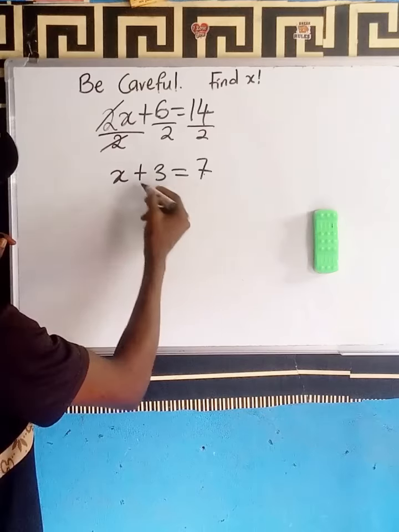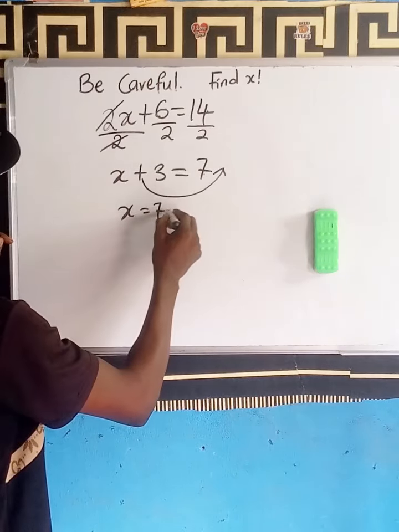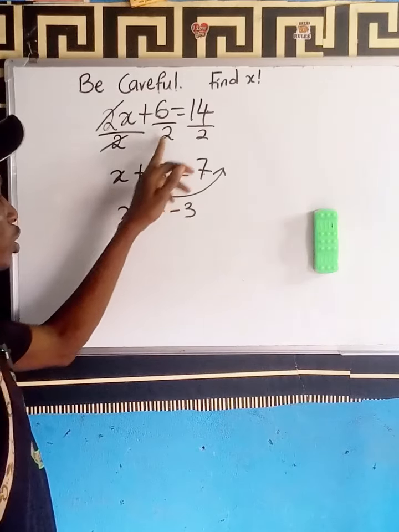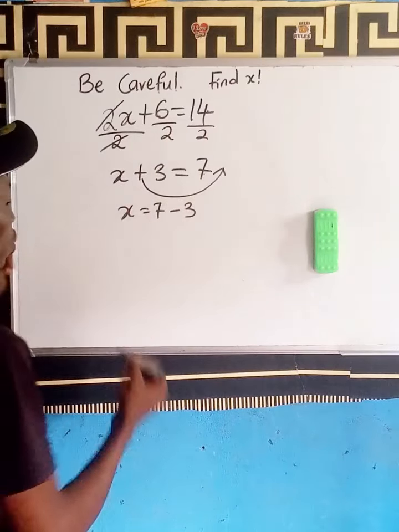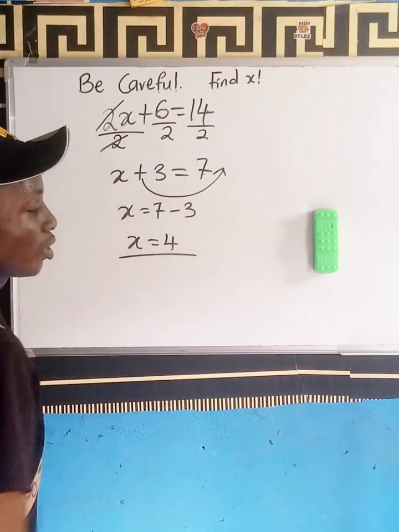And for us to have x, just subtract 3 from both sides. So that means x will be equal to 7 minus 3, because here we possess 3. When this 3 crosses the equal sign, it changes to minus 3. So we have that our x is equal to 4. This is the value of x.